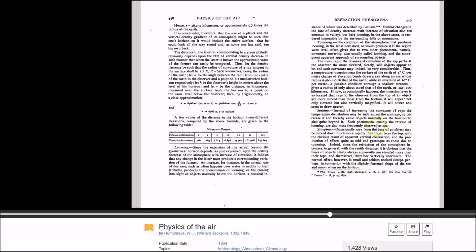And it's this little bit on the right-hand side here on the right page, sinking. Instead of increasing the curvature of rays, the temperature distribution may be such as, on the contrary, to decrease it, and thereby cause objects normally on the horizon to sink quite beyond it. Such phenomena, exactly the reverse of looming, are also most frequently observed at sea.